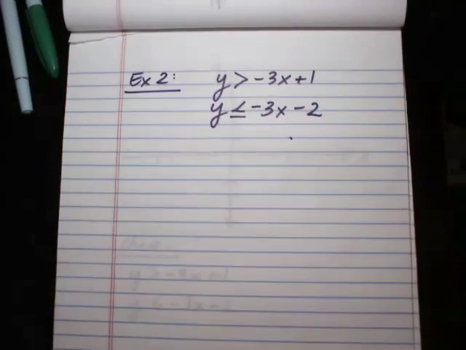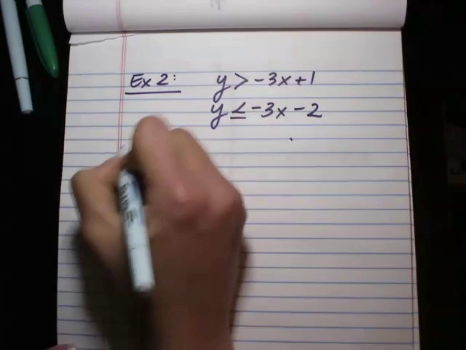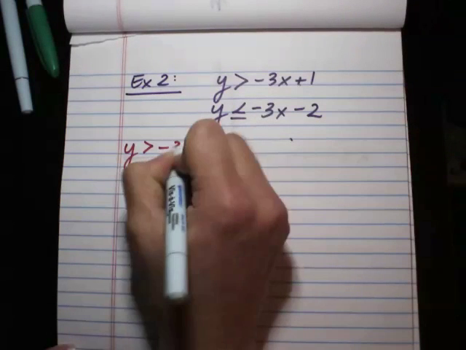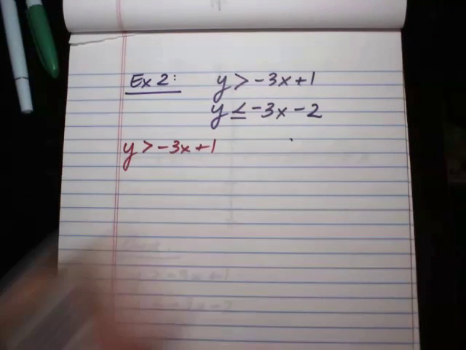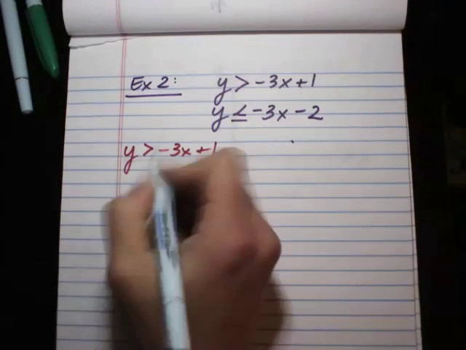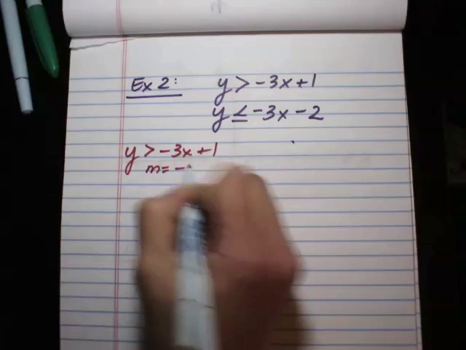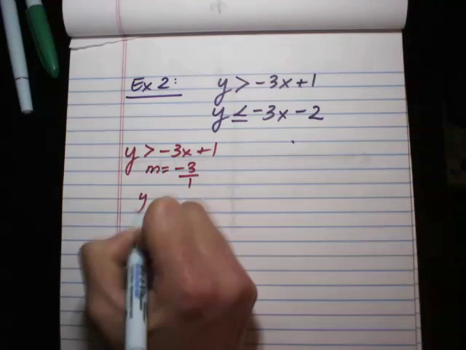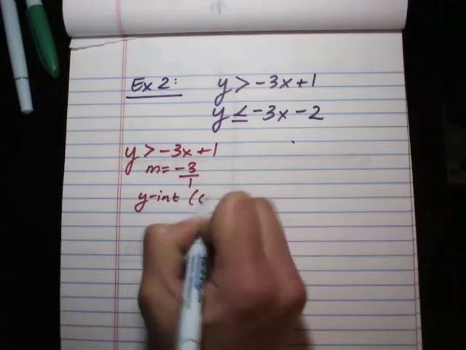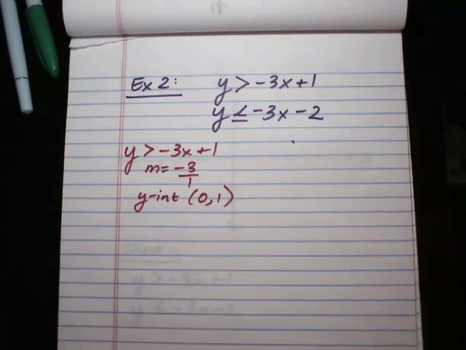In this example, y is greater than negative 3x plus 1, and also y is less than or equal to negative 3x minus 2. Again, let's color code this. So let's start off with red. Y is greater than negative 3x plus 1. It's already in slope-intercept form, so I can identify that our slope is negative 3 over 1. Our y-intercept here will be (0, 1).